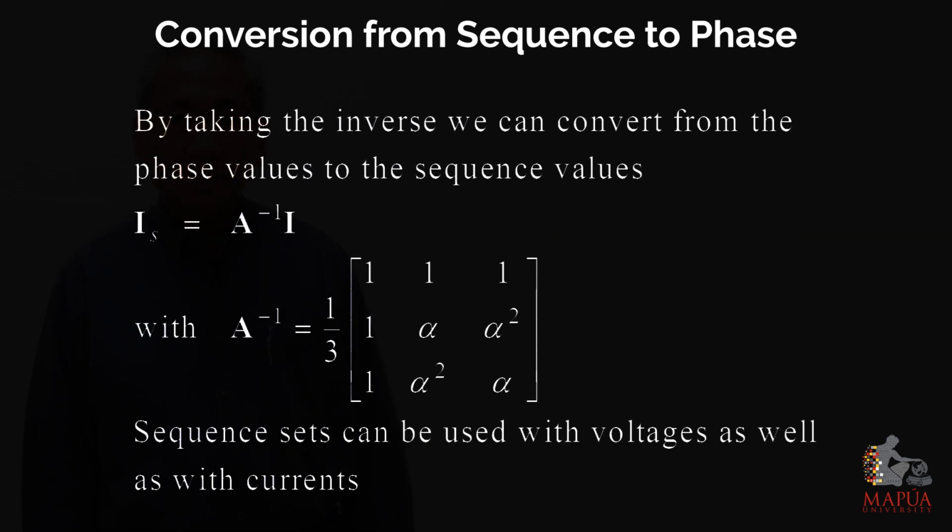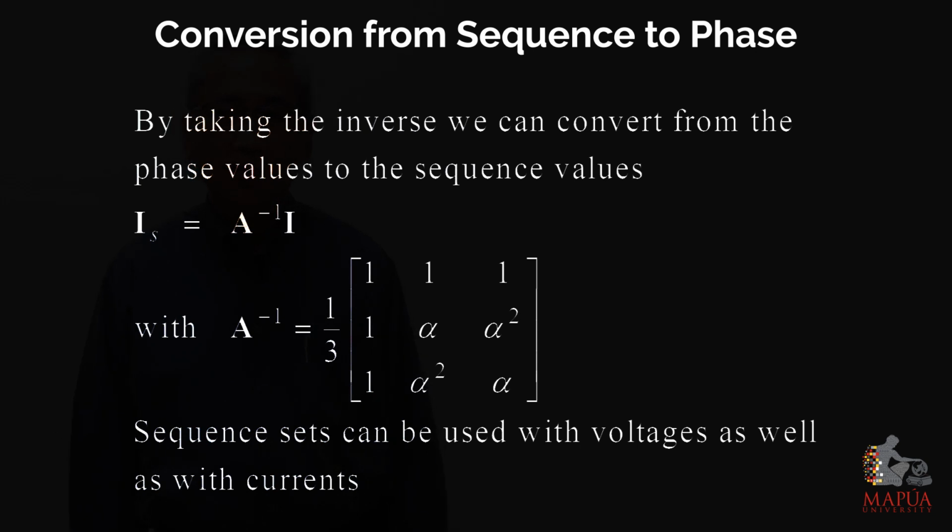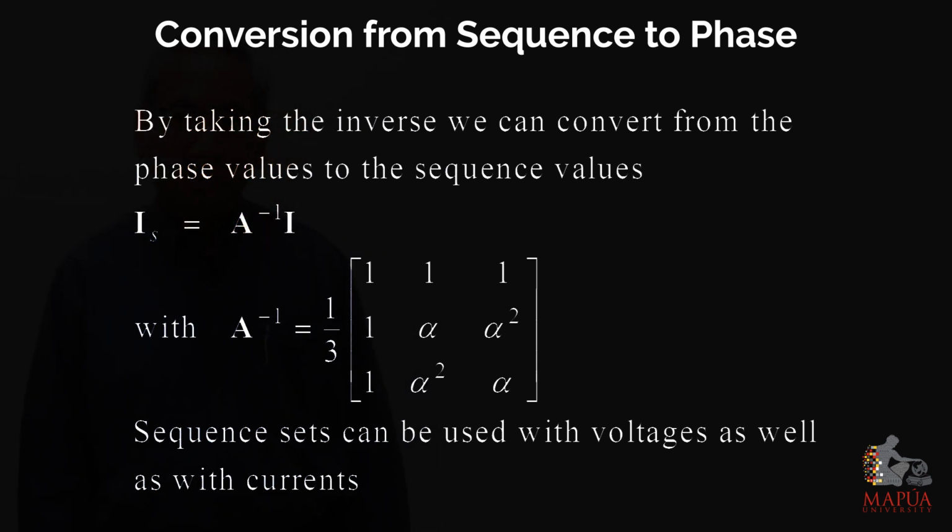So, by taking the inverse, we can also convert from the phase values to the sequence values. The sequence currents will be equal to the inverse of the A matrix multiplied by the phase currents, or the phase values of the currents. Now, A inverse is equal to 1/3 of a 3 by 3 matrix. This time, the elements will be composed of 1, 1, 1, 1, A, A squared, 1, A squared, A. So, sequence sets can also be used with voltages as well as currents.